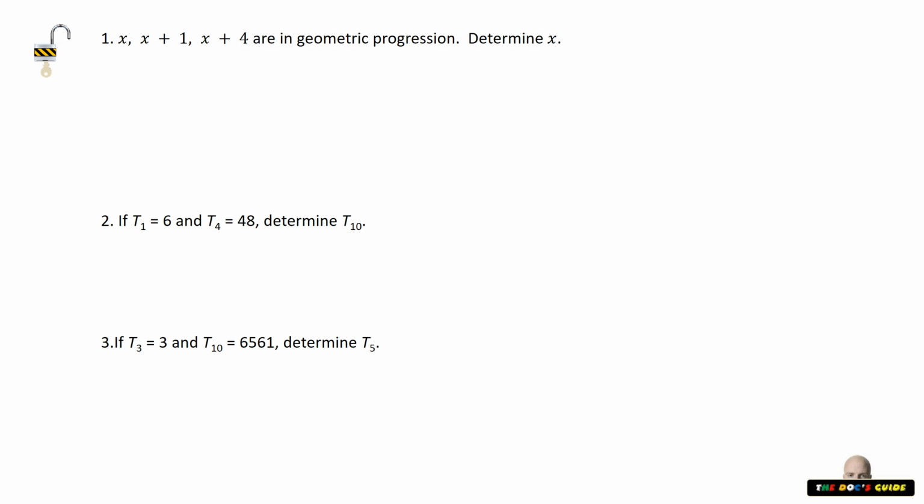So if we have these sorts of problems, what can we do? For our first question, if these three terms are in geometric progression, then the ratio of one term, like x plus 1, divided by the one before it, is always the same. So x plus 4 over x plus 1 must be the same as x plus 1 over x. If we multiply through by a common denominator, x times x plus 1, that will give us that x plus 1 squared is going to equal x plus 4 times x.